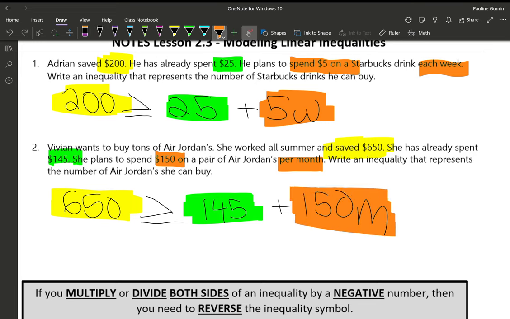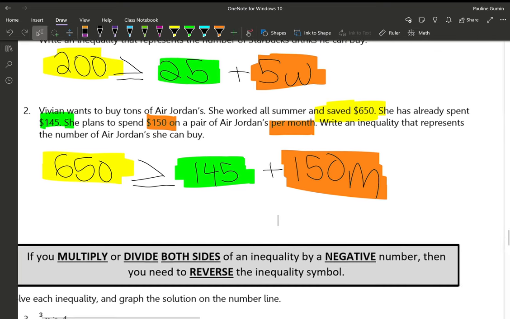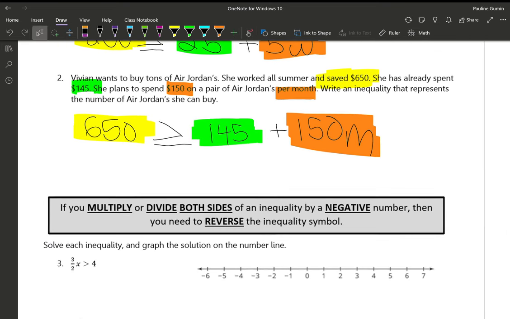So whatever she spends, however many months she's able to buy Air Jordans, plus the $145 she already spent, has to add up to less than $650 because she cannot spend money that she does not have. Okay. Now, the next thing we're going to do is solve and graph inequalities. And the only difference between solving inequalities and solving equations is that if we multiply or divide both sides of an inequality by a negative number, we need to reverse the symbol. So we need to flip it.